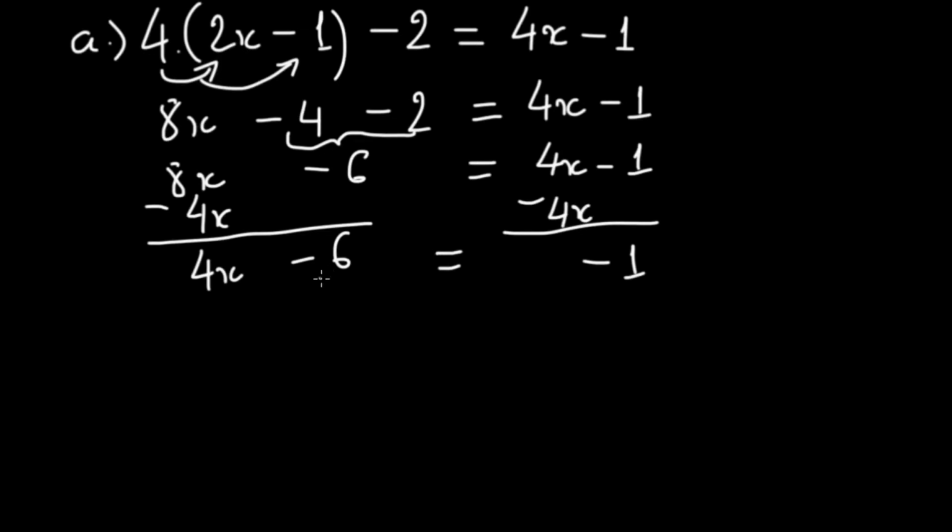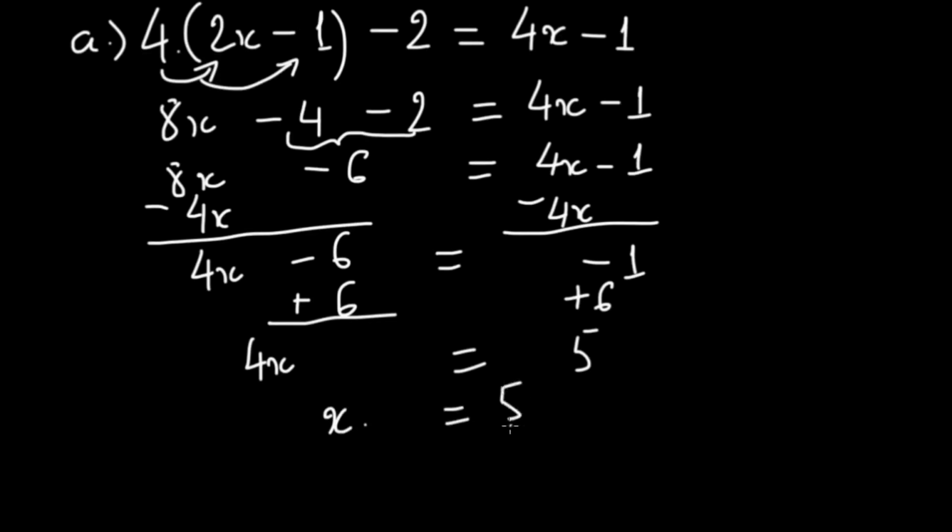Now we want to get rid of number negative 6 because we want to isolate the x. We add 6 to both sides of the equation. So the left hand side you got 4x, and the right hand side you get 6 minus 1 is 5. So you got 4x equal 5. We want to find x, so we divide both sides by 4. We get x equal 5 over 4. And 5 over 4 is the answer for question A. Let's take a look at question B.